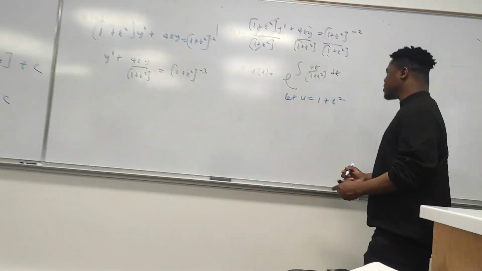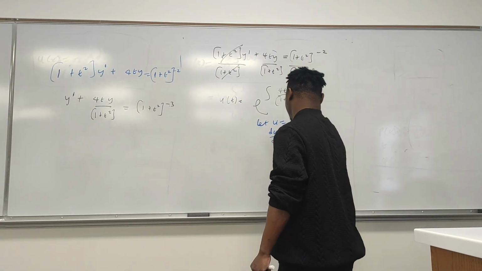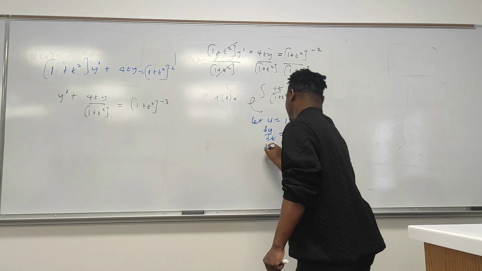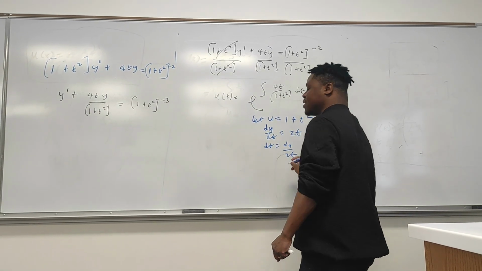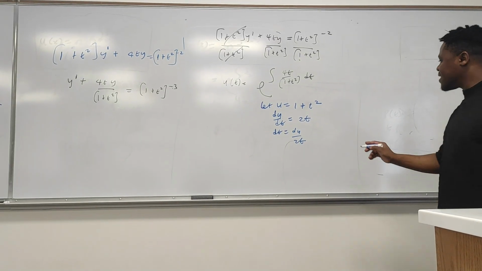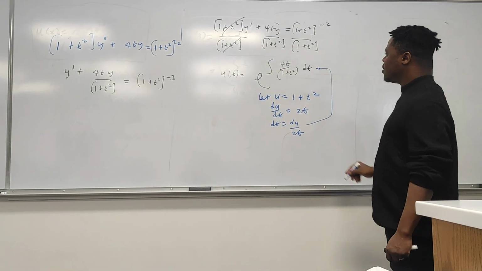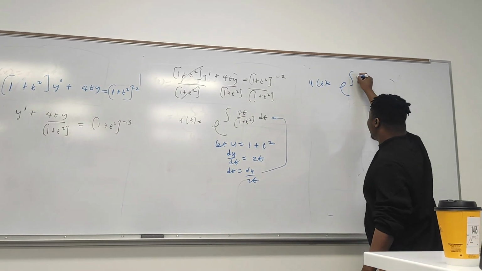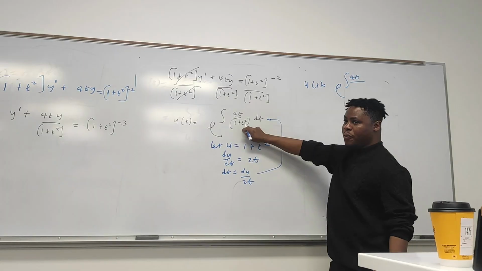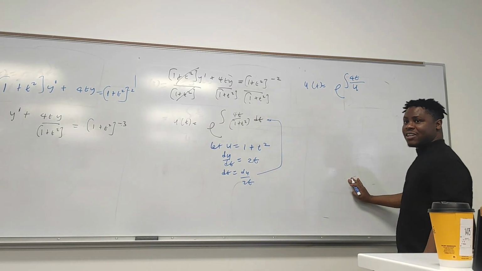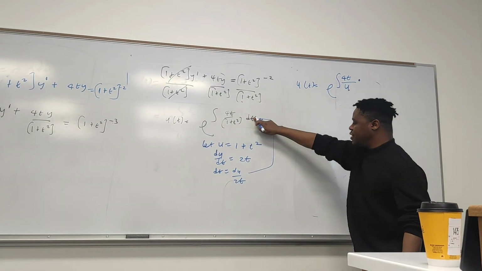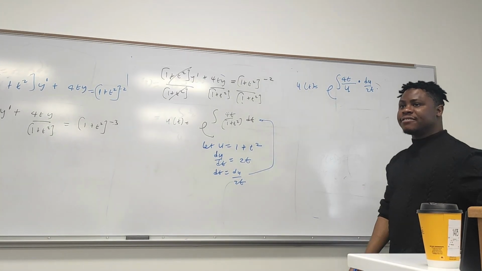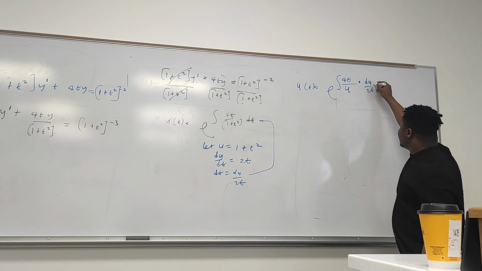So if u is 1 plus t squared, du dt could be 2t, right? And that means dt is du over 2t. That's what it means. So if that's the case, let's substitute it here. Our u of t becomes exponential integral 4t divided by, instead of 1 plus t squared, you put u, because we already assumed that, right? Then multiply by, instead of dt, you put du over 2t. So what that means is t can eliminate t.